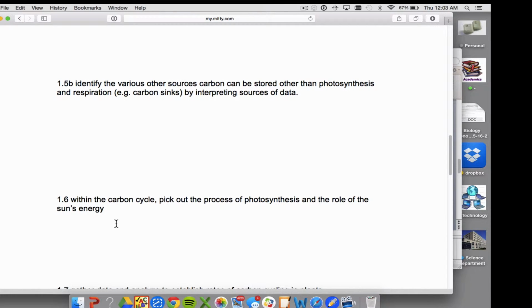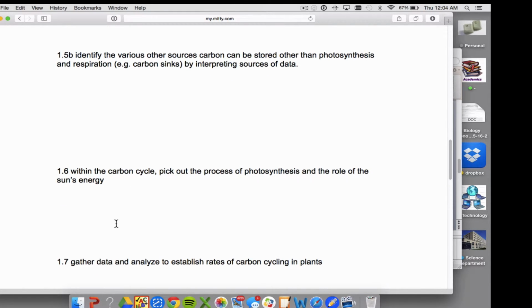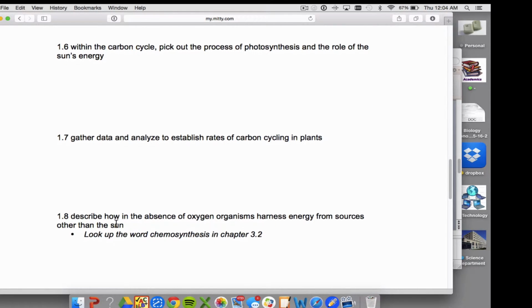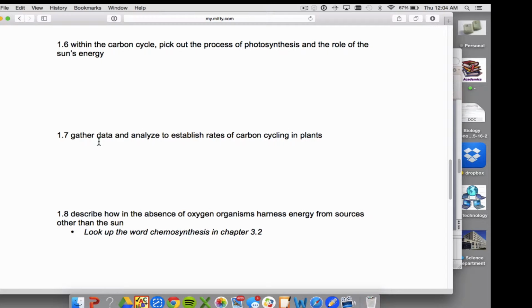1.6, I would use the POGIL that we did in class the other day on photosynthesis and cellular respiration and simply write down the equation for photosynthesis. 1.7 says gather data and analyze to establish rates of carbon cycling in plants.